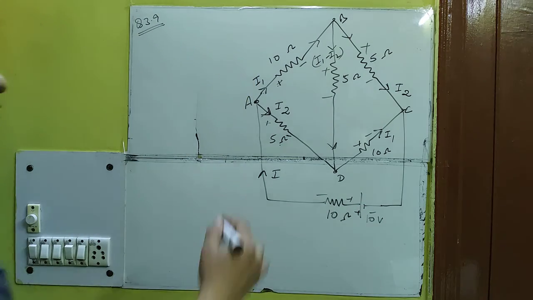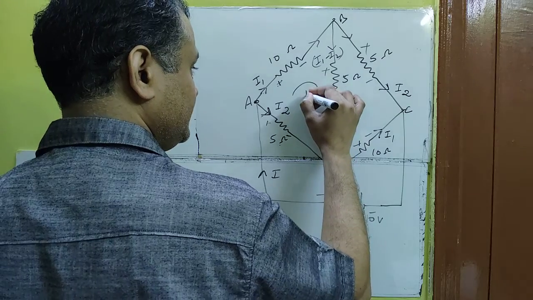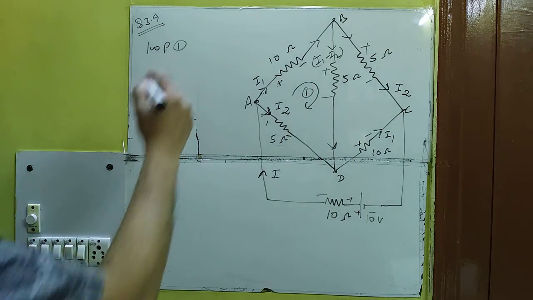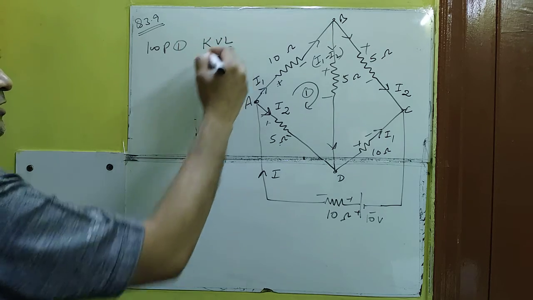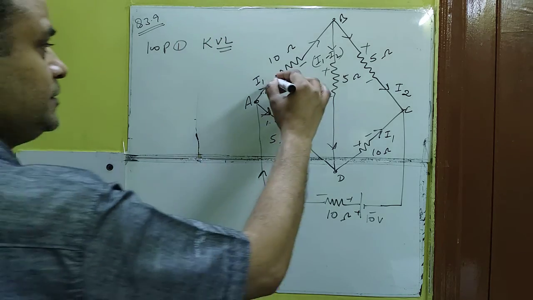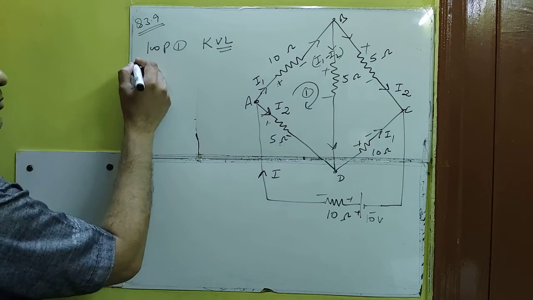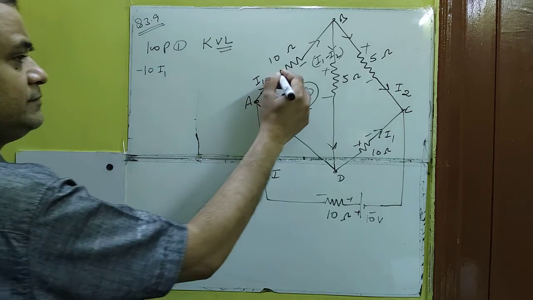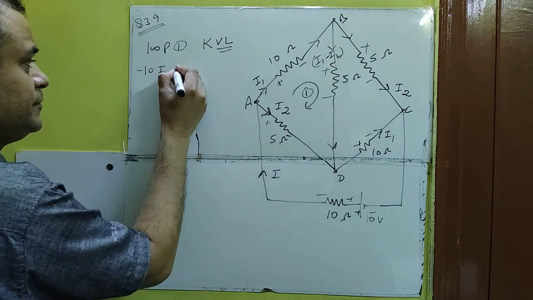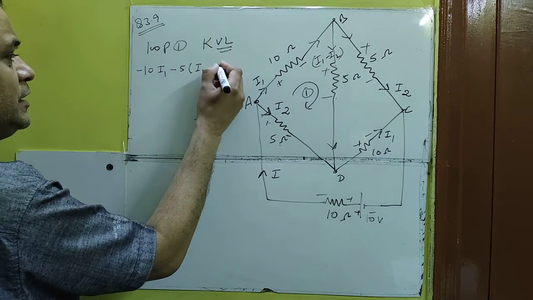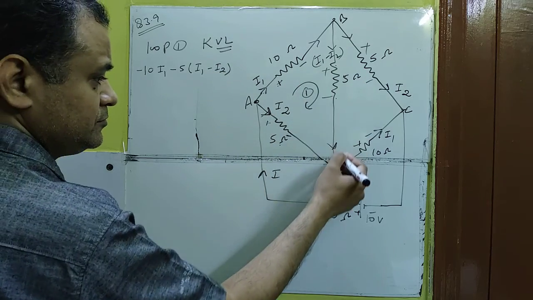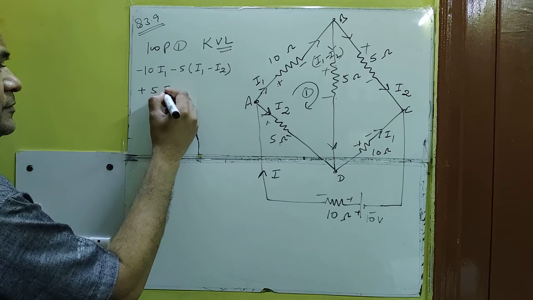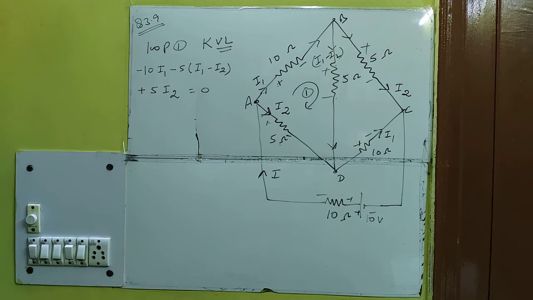Now you need to take the loop. So take this loop, loop 1. In this loop 1, when you apply Kirchhoff's voltage law or Kirchhoff's loop law, what do we get? Positive to negative, so minus 10 I1. Positive to negative, minus 5 (I1 minus I2), moving in the clockwise direction. Minus to plus, plus 5 I2 is equal to 0.